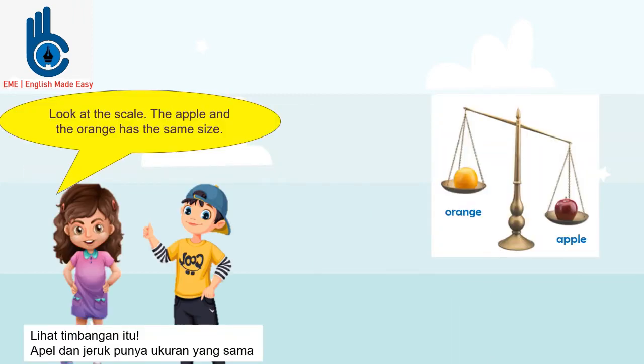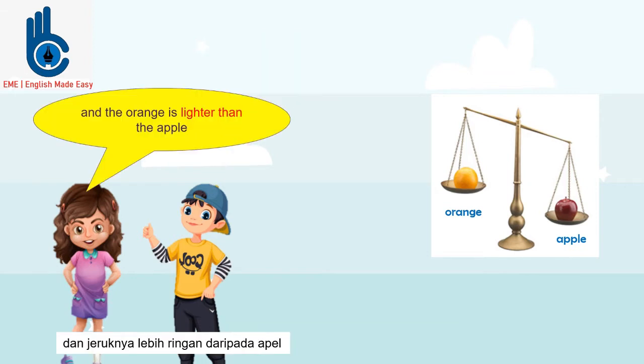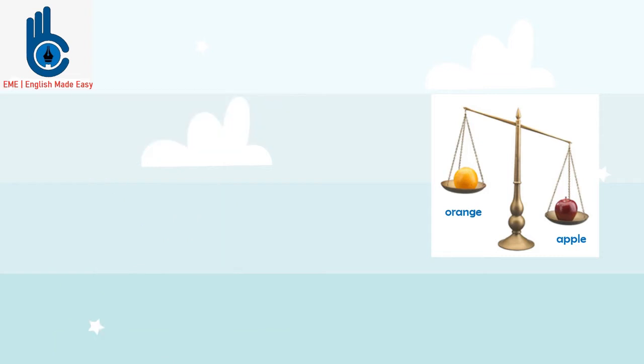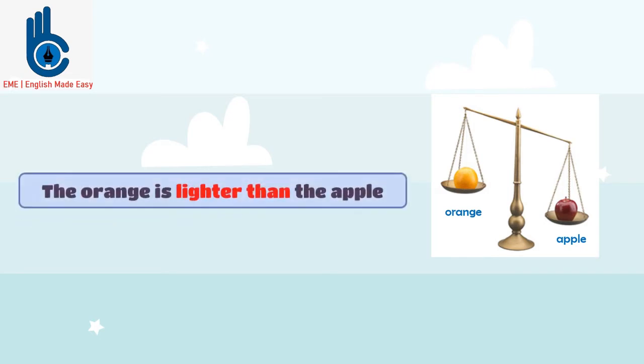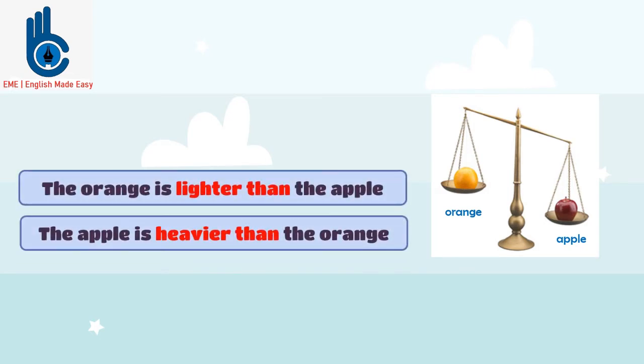Look at the scale. The apple and the orange is the same size. Yes, but the apple is heavier than the orange. And the orange is lighter than the apple. We can see comparative sentences in the previous dialogue. The orange is lighter than the apple, and the apple is heavier than the orange.